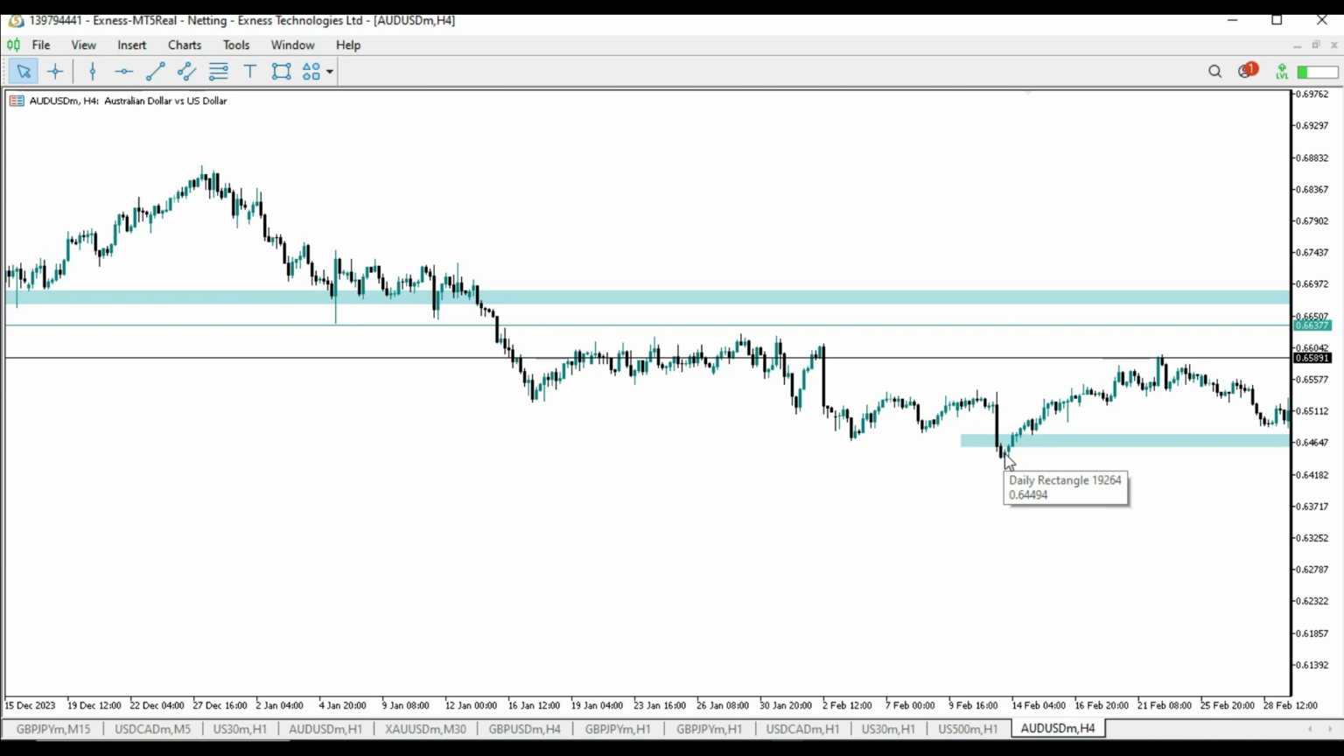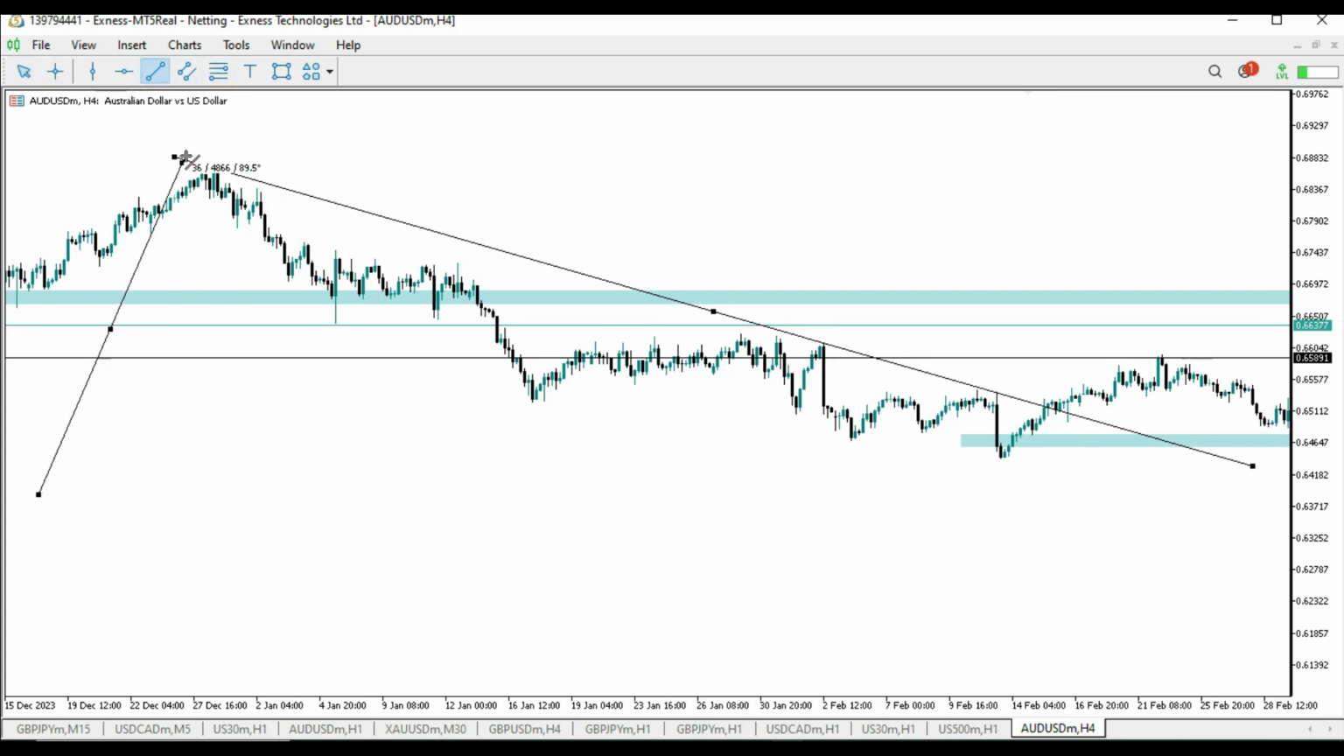So now let's connect these together and see if the trend line can fit them perfectly. Come here, take your trend line, connect them like this, and you can see that we have perfect touches on this trend line. You can see that the trend started from here. This is the lower high, the lower low, the lower high again, and then the lower low. And you can also see that this trend line is trending down.